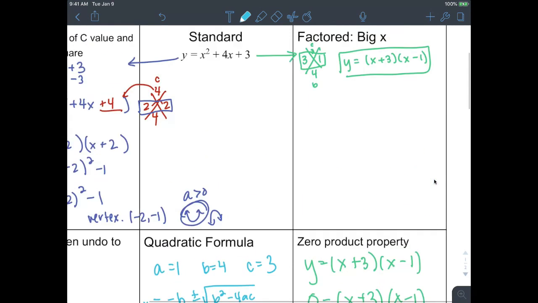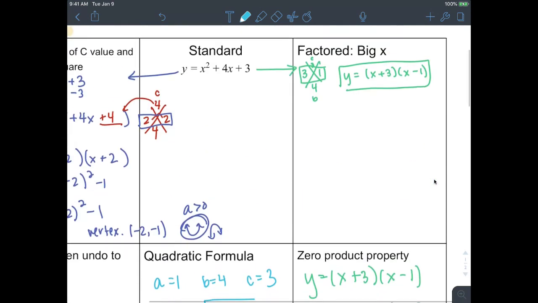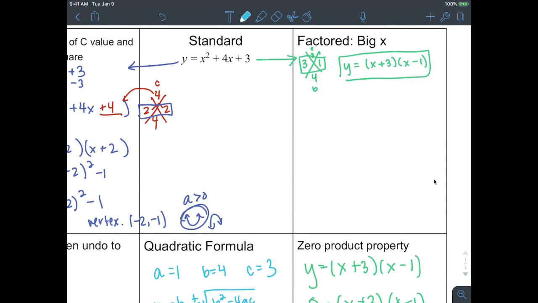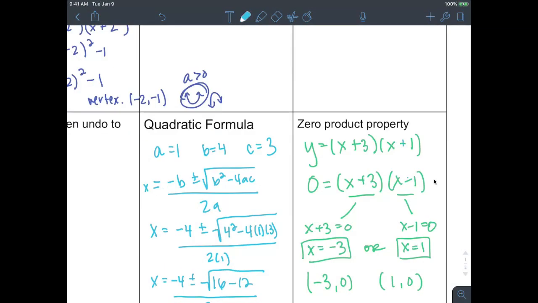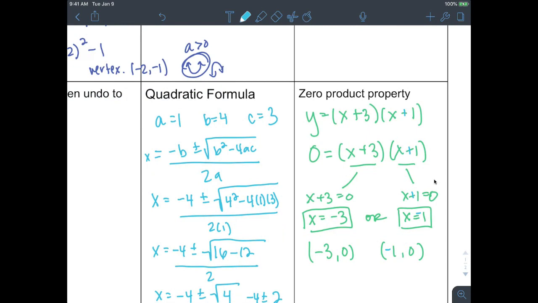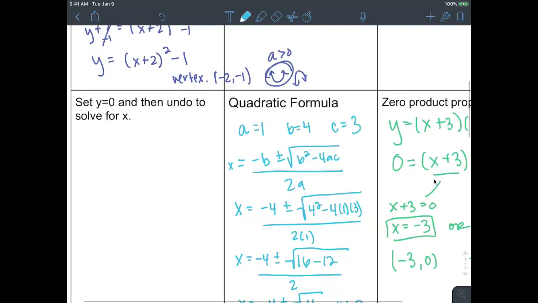I did something wrong in zero product property. I see. In the big X, since the 1 was positive, this should be a positive 1 right here. So when we use our zero product property, we're actually going to get a root of negative 1. So it should be x plus 3 times x plus 1. When I do my zero product property, we're going to get a root of negative 1. Okay? All right, last one.